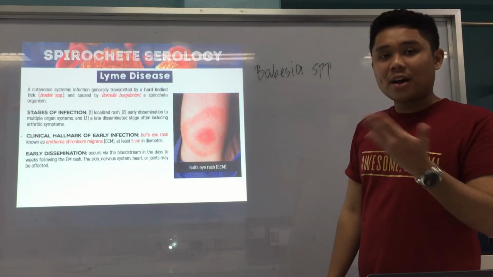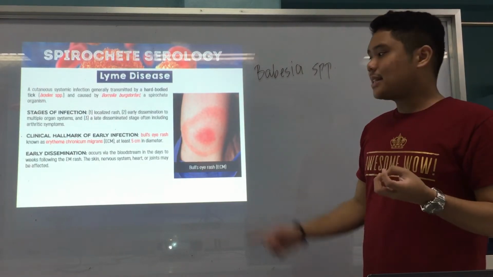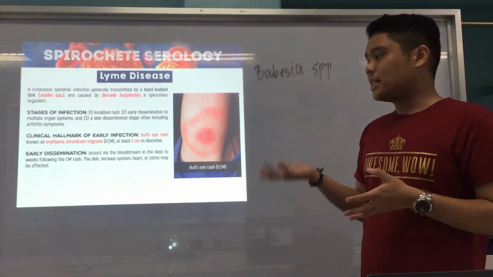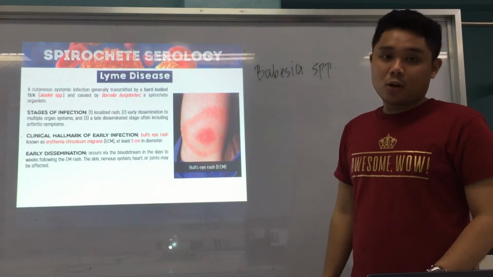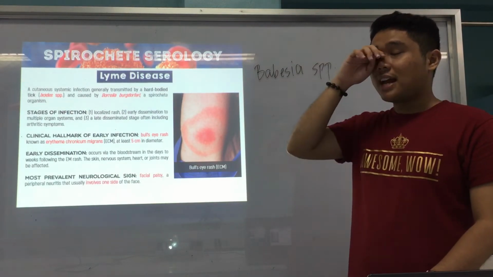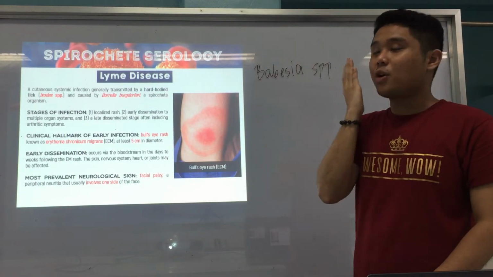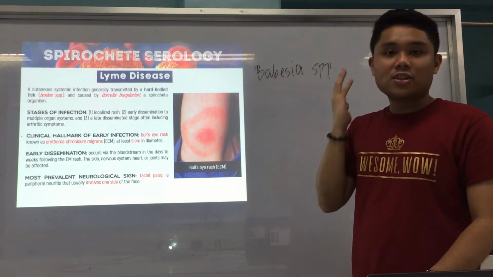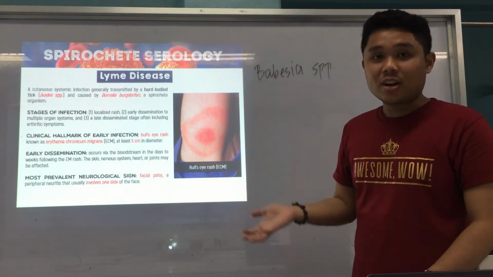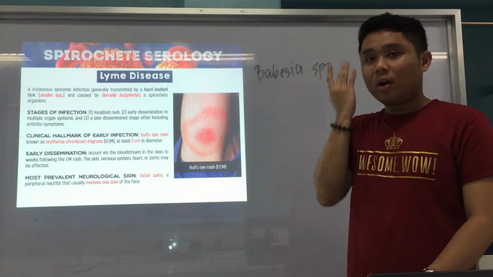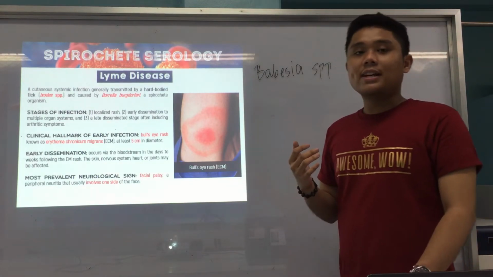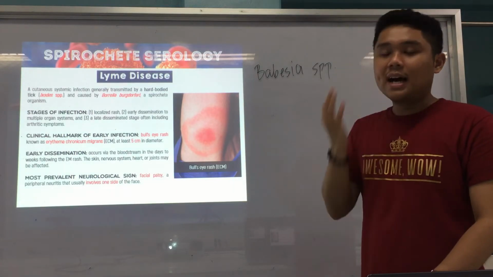Then for early dissemination, after early infection, it disseminates via the bloodstream, and it involves your skin. The nervous system, heart, or joints can also be affected. The most prevalent neurological sign is facial palsy, meaning one side of your face no longer moves, or droops. It's peripheral neuritis, inflammation of the nerves on one side of your face. Okay, that's the neurologic sign. The most prevalent neurologic sign of Lyme disease is facial palsy.